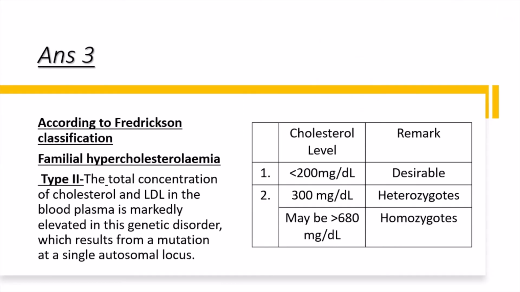Now let's see how to attempt the third question that says what is the biochemical explanation for the LDL cholesterol obtained in this patient. Before we discuss this question, do not forget to revise LDL metabolism. The link is shared in the description box below. Normally, the desirable cholesterol level should be less than 200 milligrams per deciliter. In those who are heterozygotes for LDL receptor mutation, LDL cholesterol level is around 300 milligrams per deciliter. But in homozygotes, it can be as high as 1000 milligrams per deciliter.